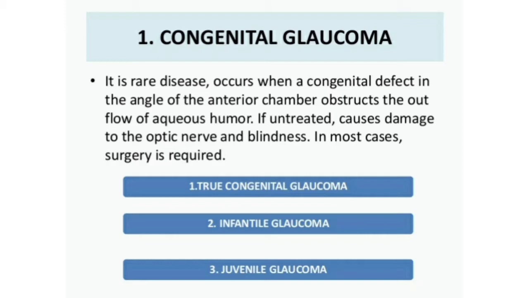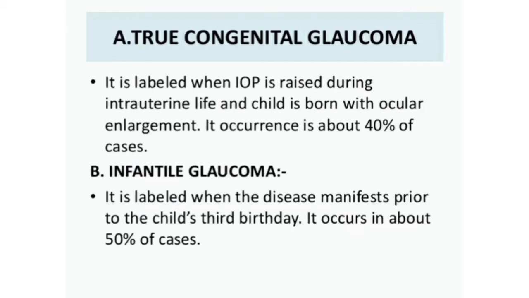Now this congenital glaucoma can be true congenital glaucoma, infantile, or juvenile. Three types of congenital glaucoma. What is a true congenital glaucoma? It is labeled generally when the IOP is raised during intrauterine life. So within the intrauterine life, the baby has increased IOP, and the child is born with ocular enlargement. That is known as true congenital glaucoma.